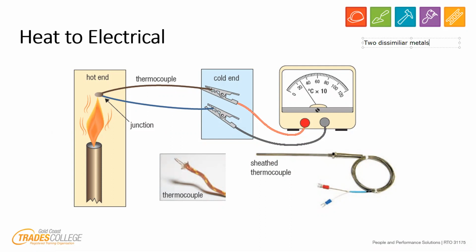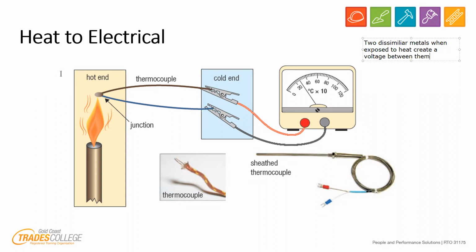So we used to use type K, which goes up in the thousands of degrees. The one which you saw earlier for measuring chicken and food will be much, much less than that. All right. So two dissimilar metals, when exposed to heat, create a voltage between them.